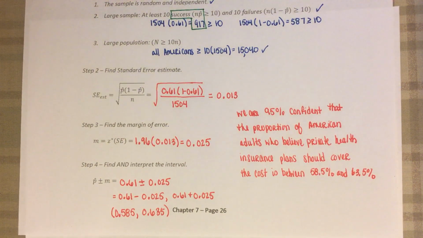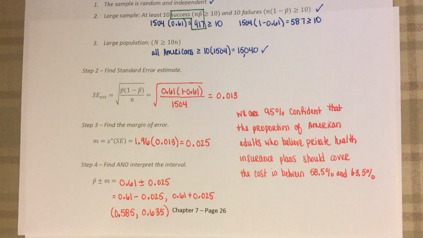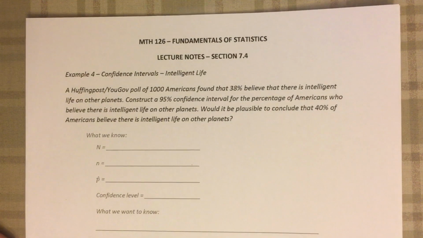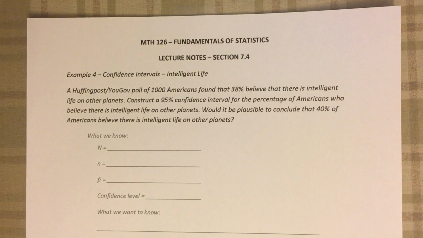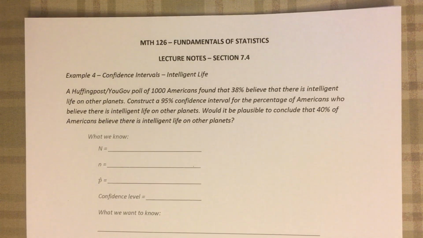So again, we start with our confidence level, then the proportion that we're looking at, so our proportion of Americans who believe that this should be covered. And then we finish it off by listing the actual values for our interval. So between 58.5% and 63.5%. All right, we're going to work through a couple more examples, and then we'll go through and talk about the steps in StatCrunch and then make some comparisons based on our different confidence levels.